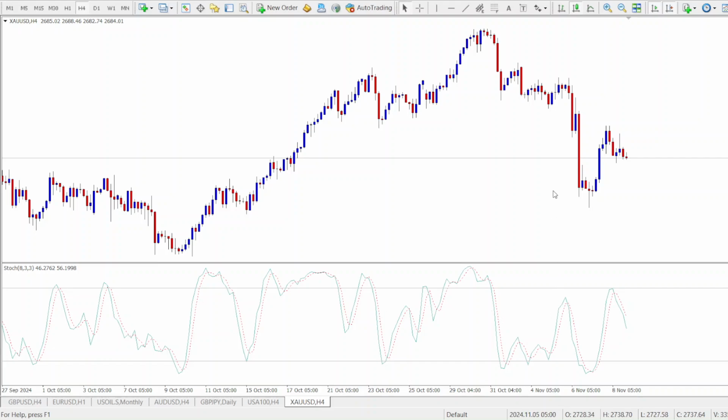If you are a trader who loves the precision of technical indicators and the versatility of the 4-hour time frame, then you will want to stick around for this. So let us get into it.